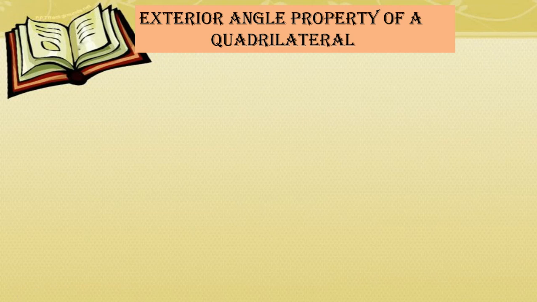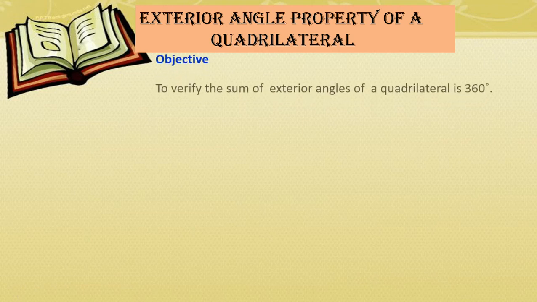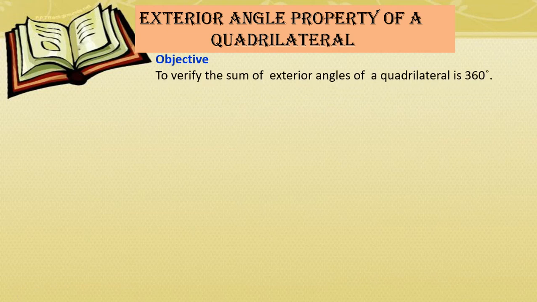So today we will be performing one activity for the exterior angle of a quadrilateral. Its objective is to verify that the sum of exterior angles of a quadrilateral is 360 degrees. Today we are going to verify that the sum of all exterior angles of a quadrilateral is 360 degrees.